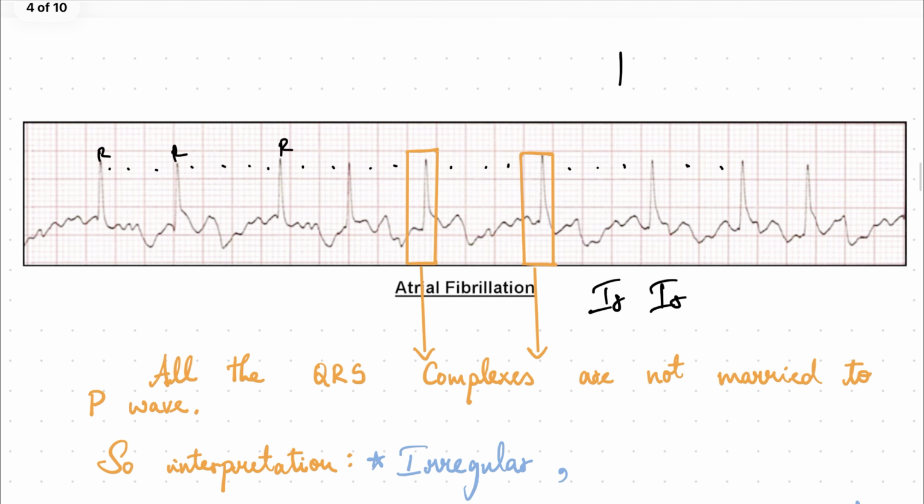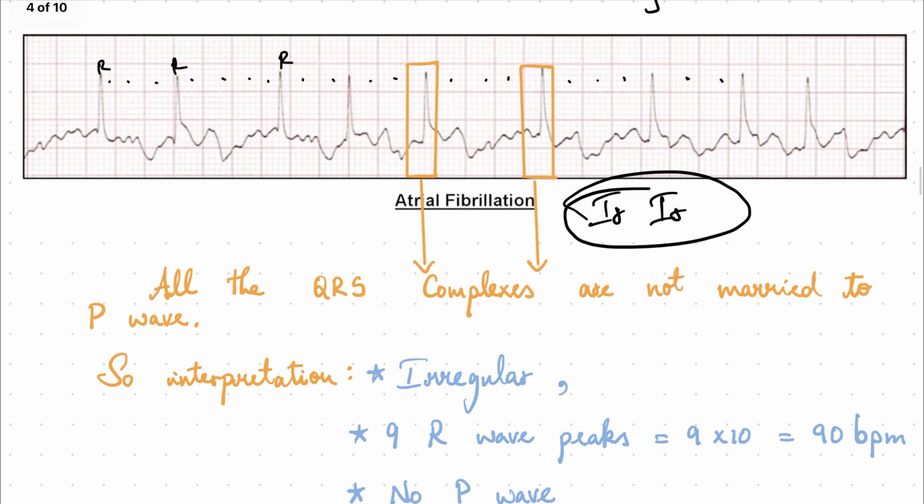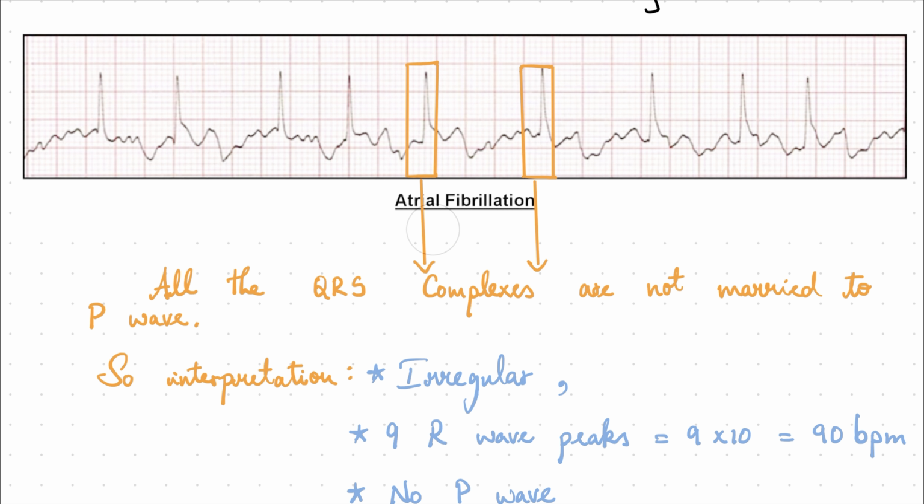So you have something called regularly irregular. But what we have here is an irregularly irregular. And why do we say it's an atrial fibrillation? Because you have no P wave. No P wave following a QRS complex. So, the P wave is absent. Something is happening to the atria, which means an SA-AV node problem is going on. So, your P wave is absent and hence it is atrial fibrillation.